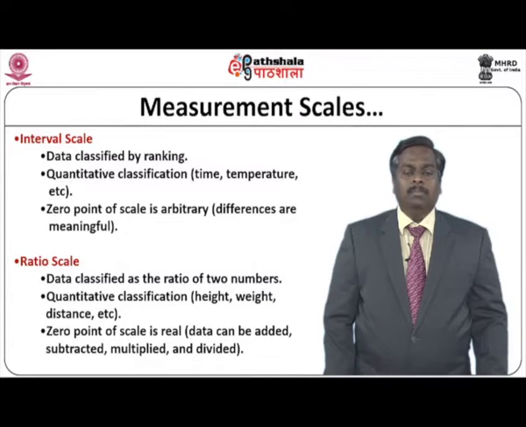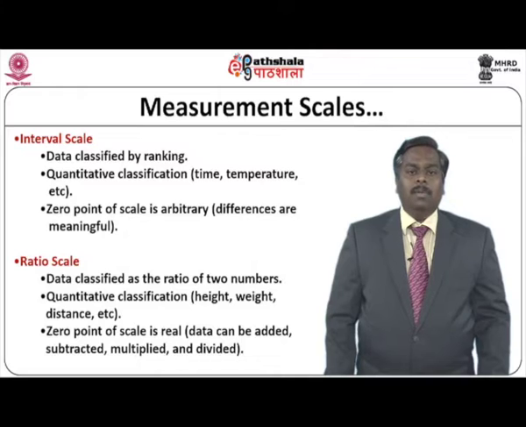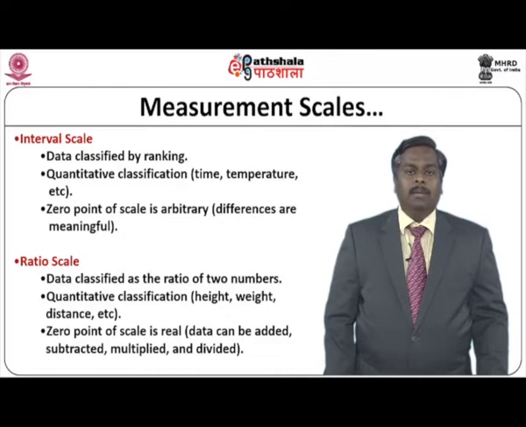The last type of measurement scale is ratio scale. In ratio scale, fundamentally we are taking a data and classifying it as the ratio of two numbers. So, what we can do is we can take two different parameters and we can use these two different parameters for providing a quantitative classification.